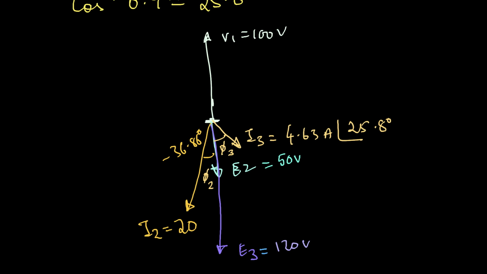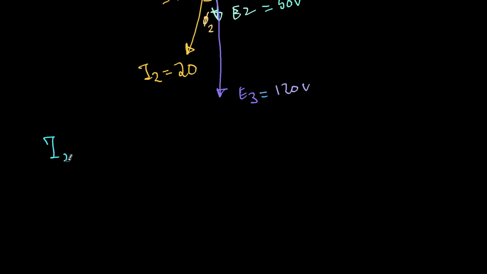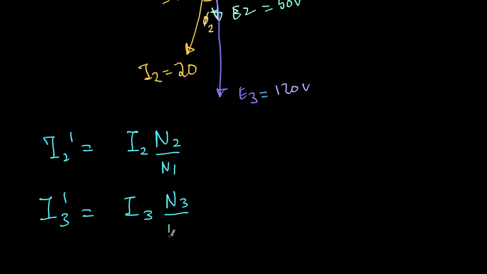Now we transfer these two currents to the other side. So this is I3 dash, exactly 180 degrees opposite to that, and this is I2 dash, exactly 180 degrees opposite to that. So what is I2 dash? I2 dash is nothing but I2 multiplied by N2 by N1. Similarly, I3 dash is nothing but I3 multiplied by N3 by N1. So the respective turns ratio I will be using.